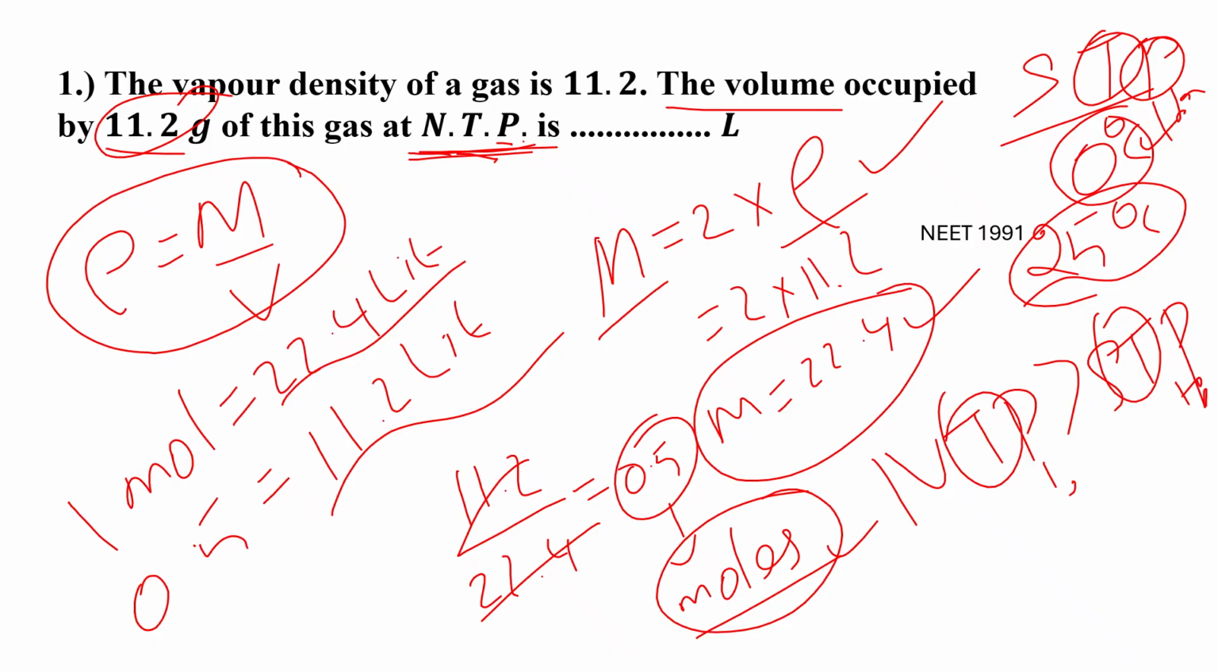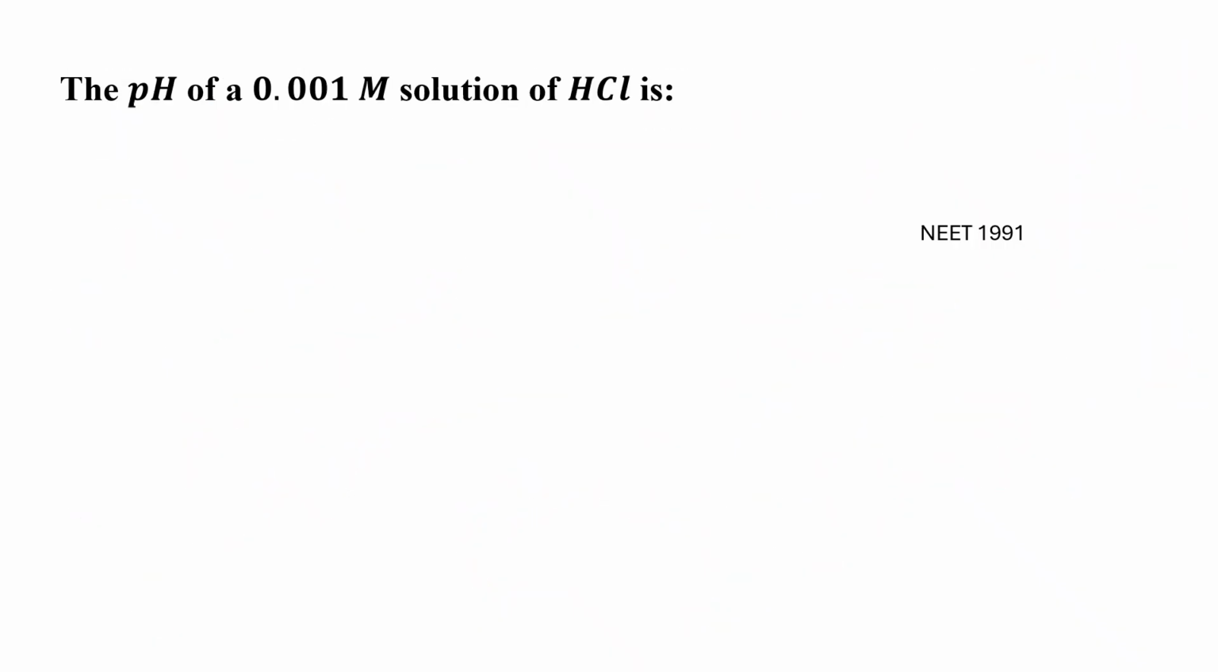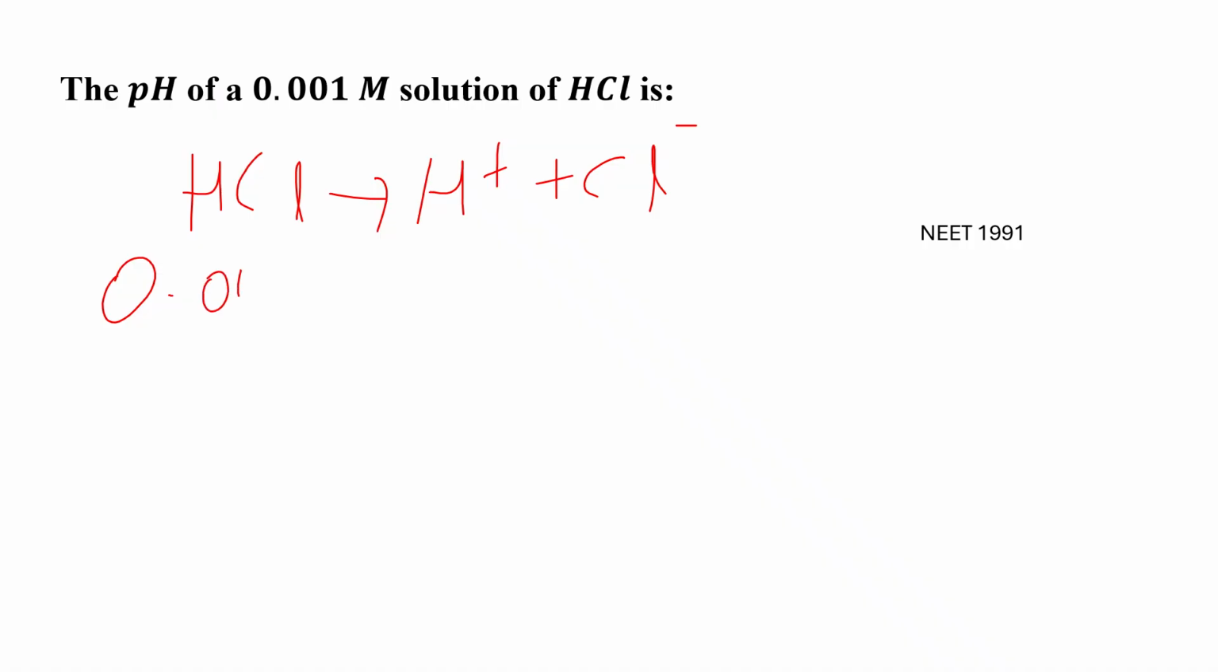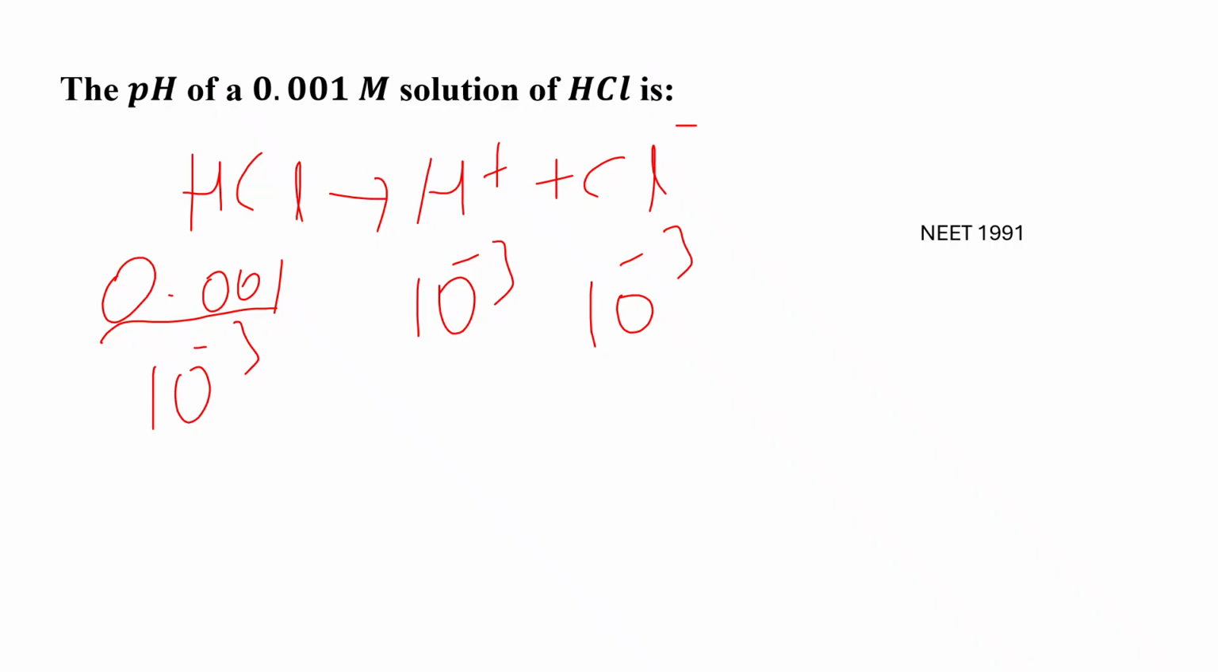Let's discuss the next question. This is a very simple one. The pH of a 0.001 molar HCl solution. HCl dissociates into H plus and Cl minus. 0.001 is basically 10 to the power minus 3 of HCl, which dissociates into 10 to the power minus 3 of H plus and 10 to the power minus 3 of chloride. So the concentration of H plus ion is 10 to the power minus 3.